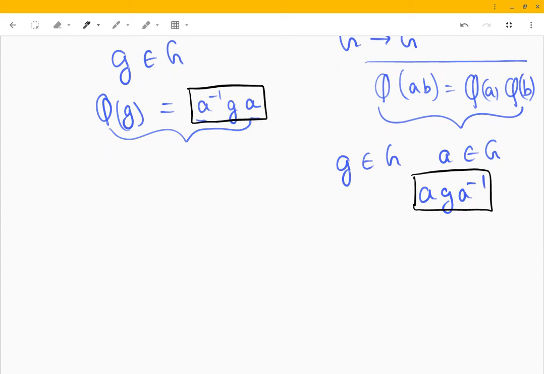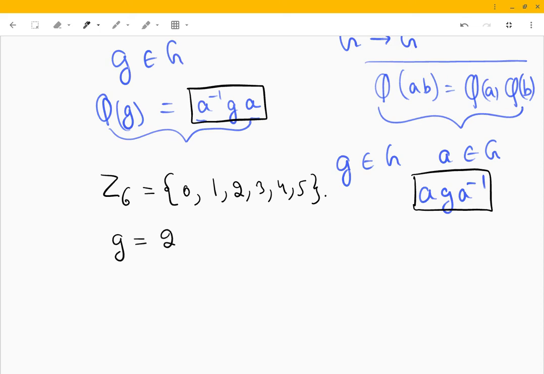I think an example would be better. Z6 was the group, so 0, 1, 2, 3, 4, 5, right? Let's take our G to be 2. Let's take A as 1. So A inverse will be 5, 5 and 1, 6. Yeah. Or I can take my A as 5 and A inverse as 1, right? It will still give me an element. Okay?